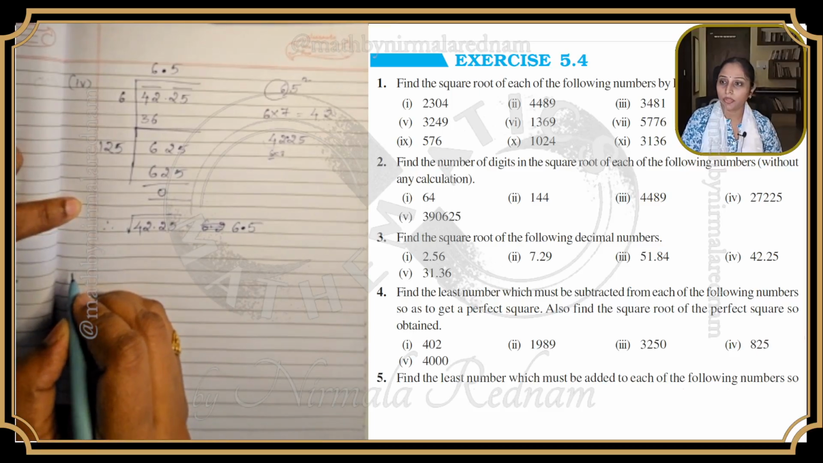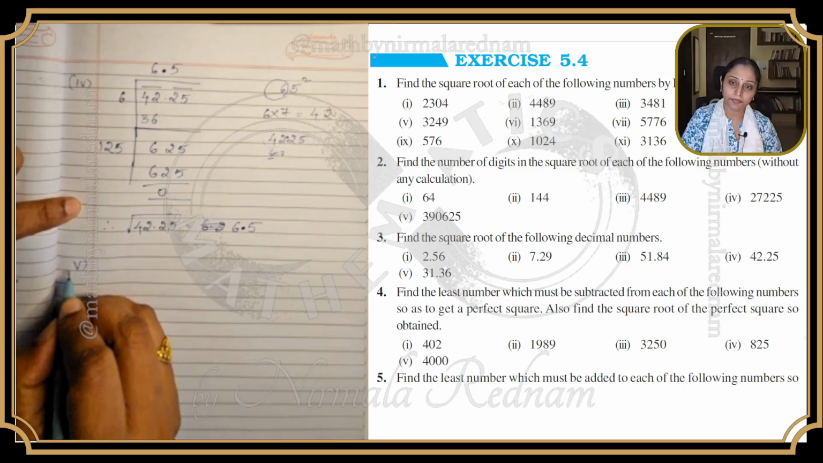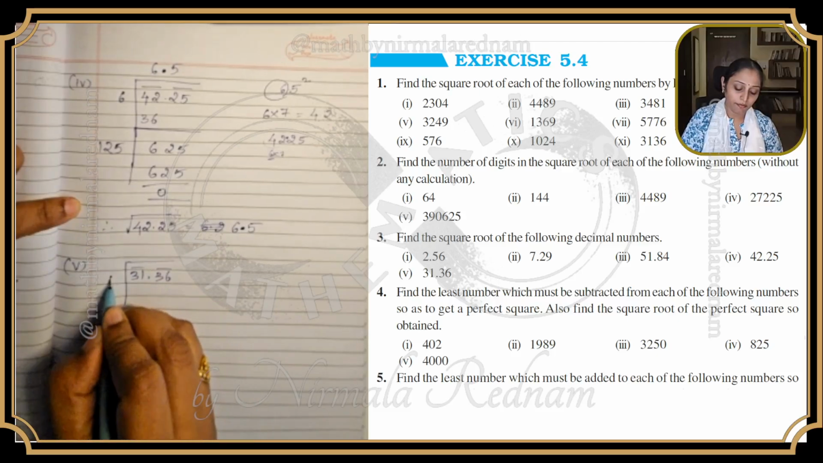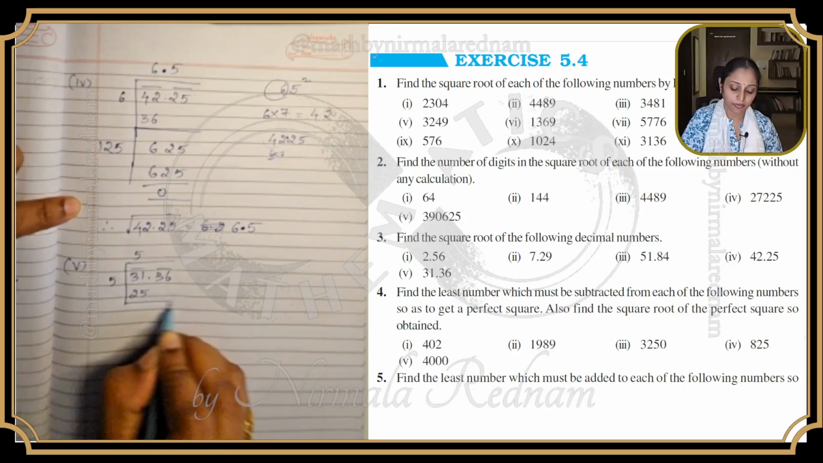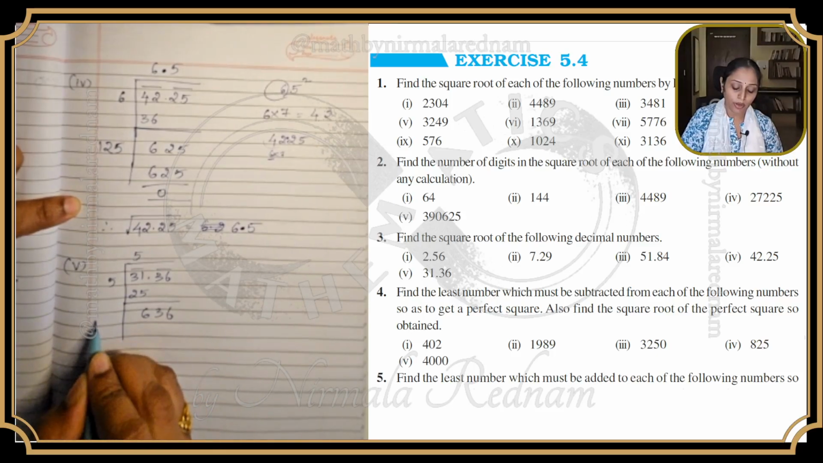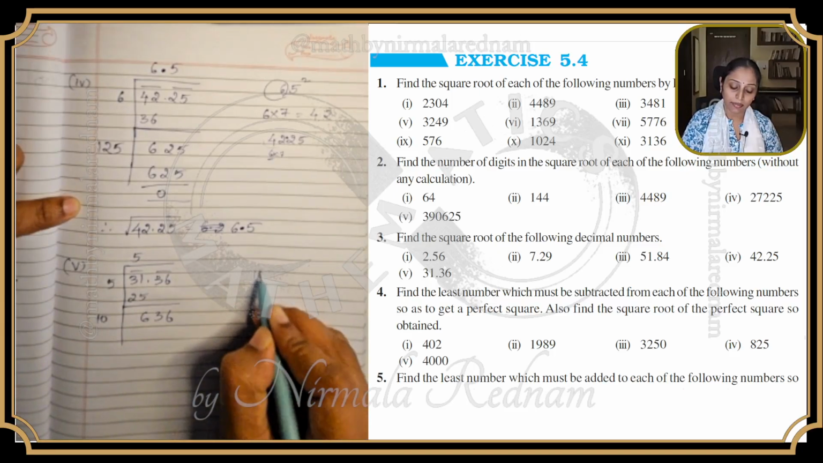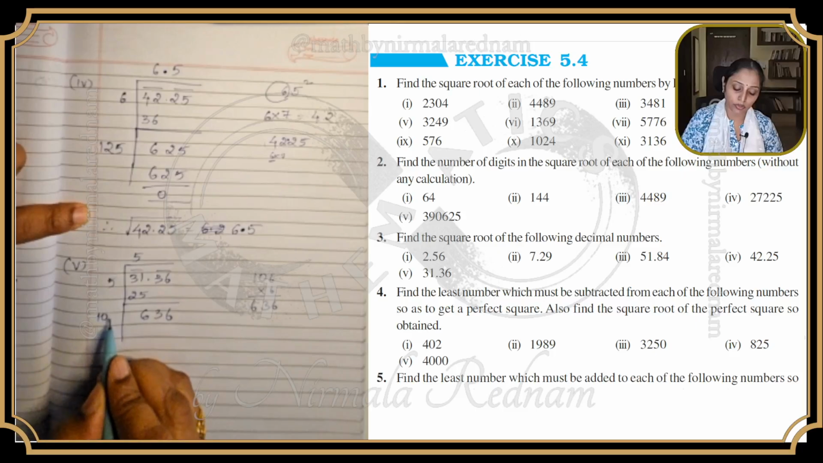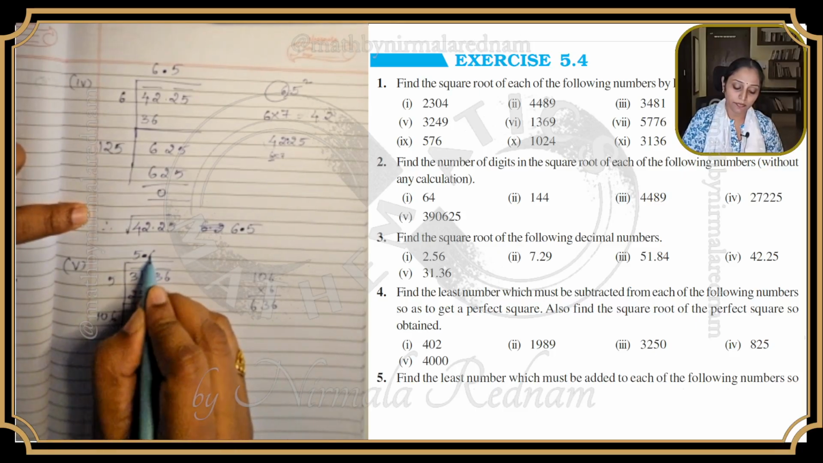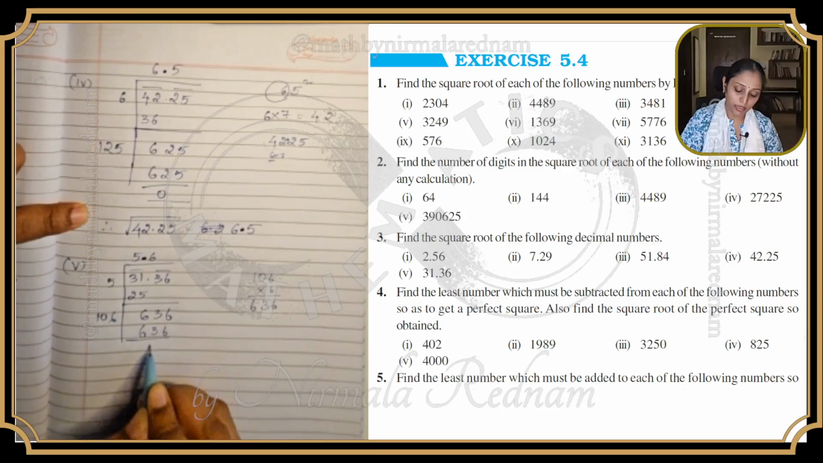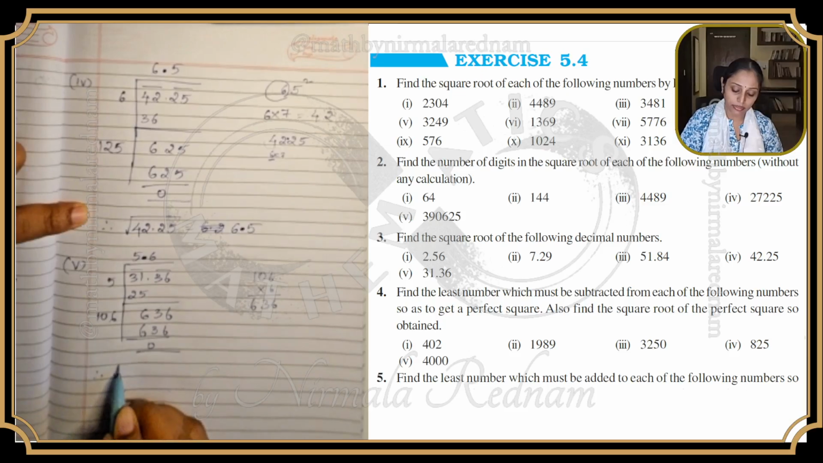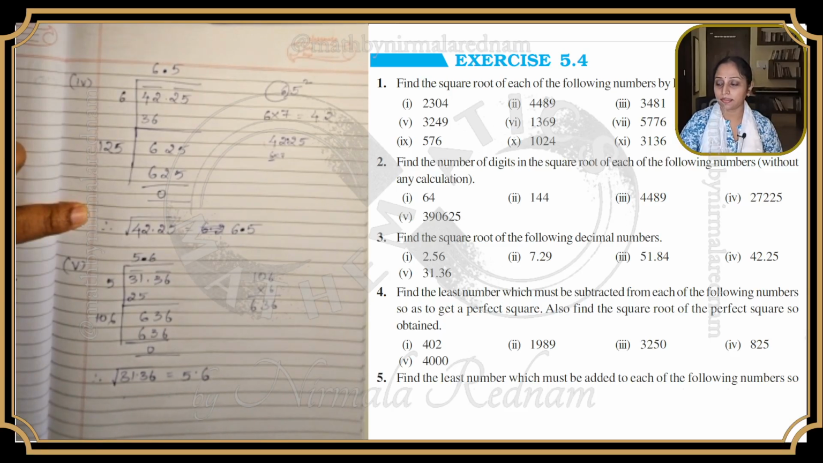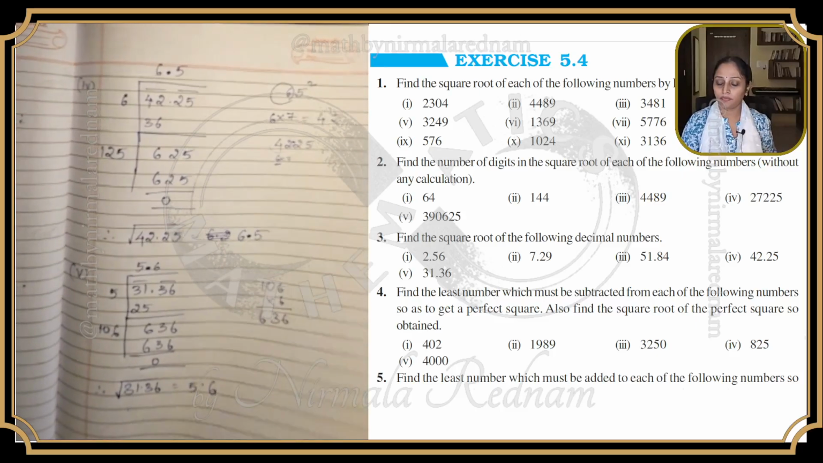Okay, so next, the fifth question is 31.36. Put two bars. 5 into 5 is 25. Then 636. Twice of 5 is 10. And because it's a 6, clearly 6 will work. It's either 4 or 6, and in this case you can see that 6 is going to work. Please don't forget to put the decimal. So the square root of 31.36 is equal to 5.6. That is my answer.